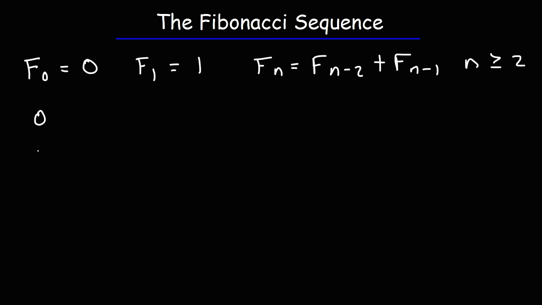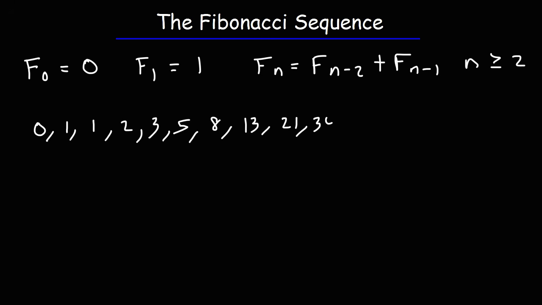So the first two numbers in the Fibonacci sequence are 0 and 1. To get the next number, you need to add these two numbers up. 0 plus 1 is 1. And then to get the next number, add the previous two numbers. 1 plus 1 is 2. 1 plus 2 is 3. 2 plus 3 is 5. 3 plus 5 is 8. 5 plus 8 is 13. 8 plus 13 is 21. 13 plus 21 is 34. 21 plus 34 is 55. 34 plus 55 is 89, and so forth.